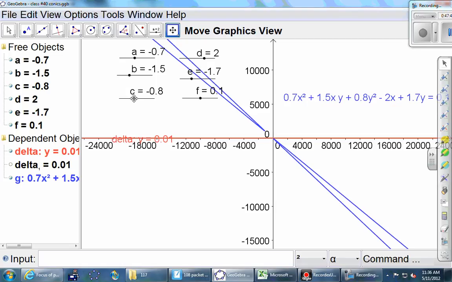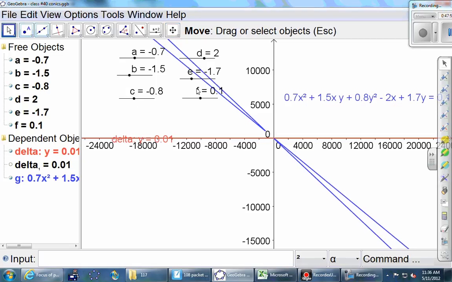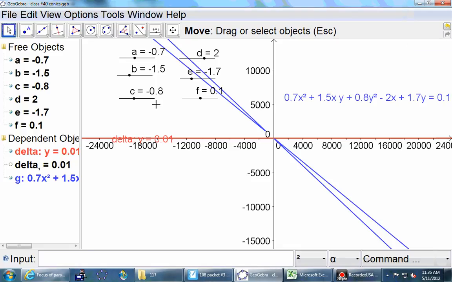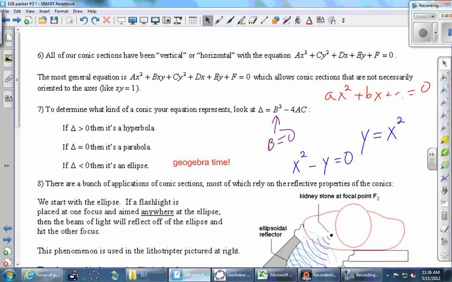So how can I make something 0? Let's go back here. I need b squared minus 4ac to be 0. So just make up some numbers so that b squared minus 4ac is 0. That's the easiest way instead of playing around, because everything moves all the time. So we just need b squared minus 4ac to equal 0.